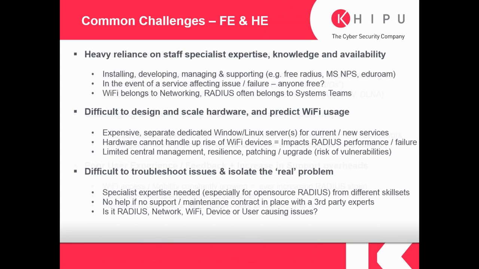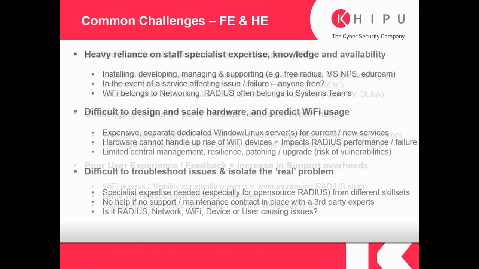So typically Wi-Fi is dealt with by the network team, and the RADIUS is often handled by the systems team. So there's a bit of a communication gap between both teams, and it's very hard to identify issues around Wi-Fi and RADIUS. So typically it's very difficult to design and scale when it comes to predictive Wi-Fi usage, because the demand for mobility is increasing day by day, and it's expensive, and dedicating resource to build Windows, Linux servers, and typically a new server takes a lot of time and effort.